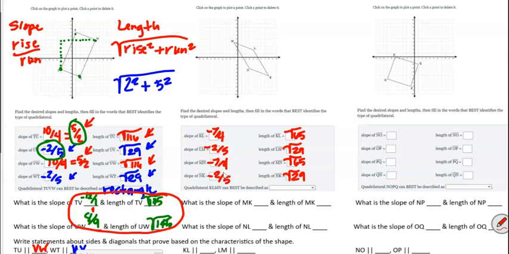So based on this, because the side lengths are not all the same, and the only two shapes this would have been are a parallelogram or a rhombus, and the sides are not all the same, I'm going to say it's a parallelogram.